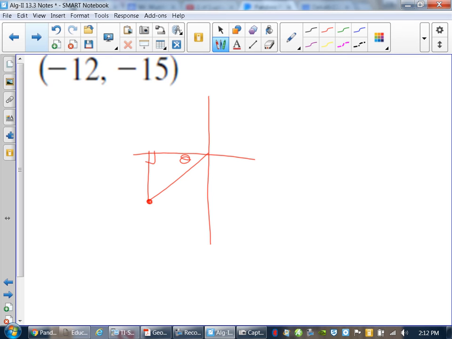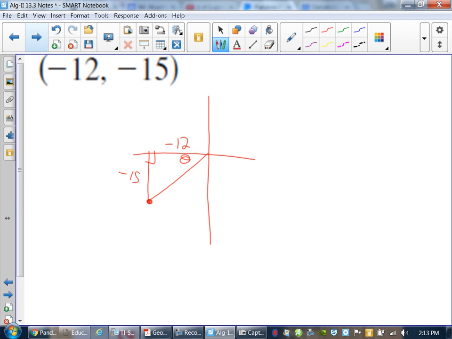So again, theta, it's looking at the vertical portion. Well, the vertical portion is the negative 15. The adjacent portion, the horizontal, is your 12. What do you do to figure out your hypotenuse? Pythagorean theorem. So 12 squared and 15 squared.